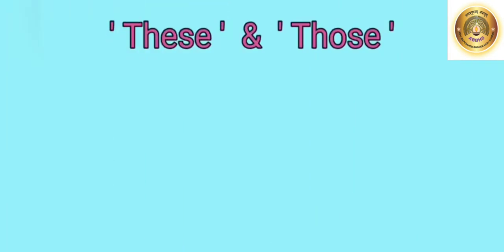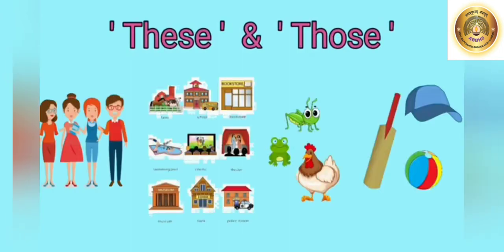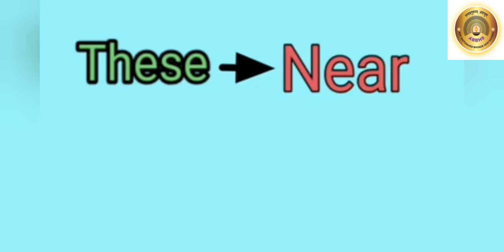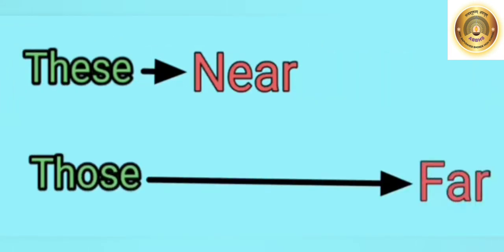Children, these and those are used to show many persons, places, animals or things. We use T H E S E, these, to show plural nouns which are near to us, and we use T H O S E, those, to show plural nouns which are far from us.